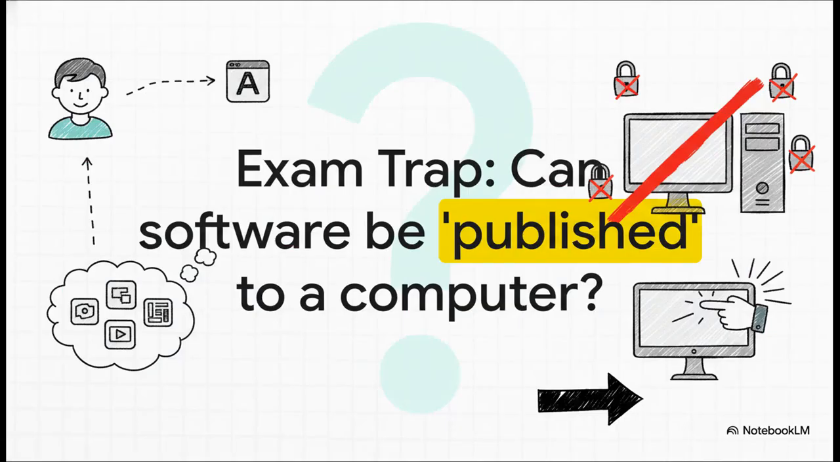And here's another exam trap they love to throw at you. Can you publish software to a computer? The answer is a hard no. Publishing is a user-centric thing. You're making software available for a user to choose. You can only assign software to computers. Don't get those two mixed up.